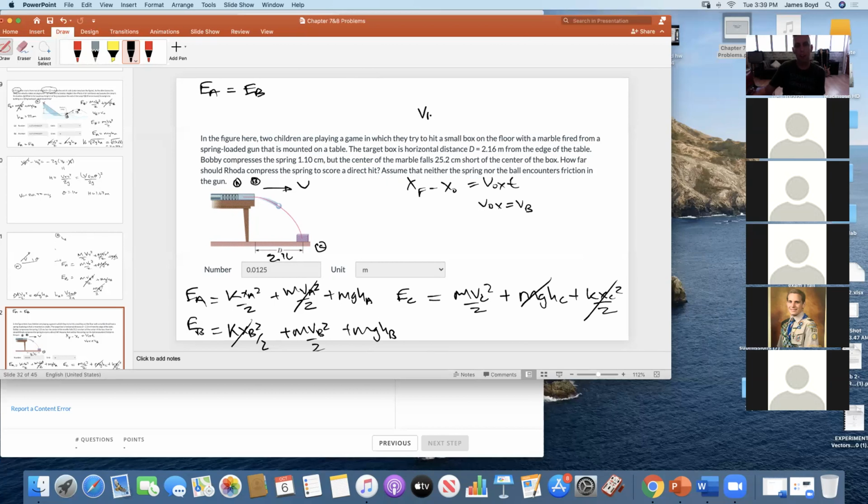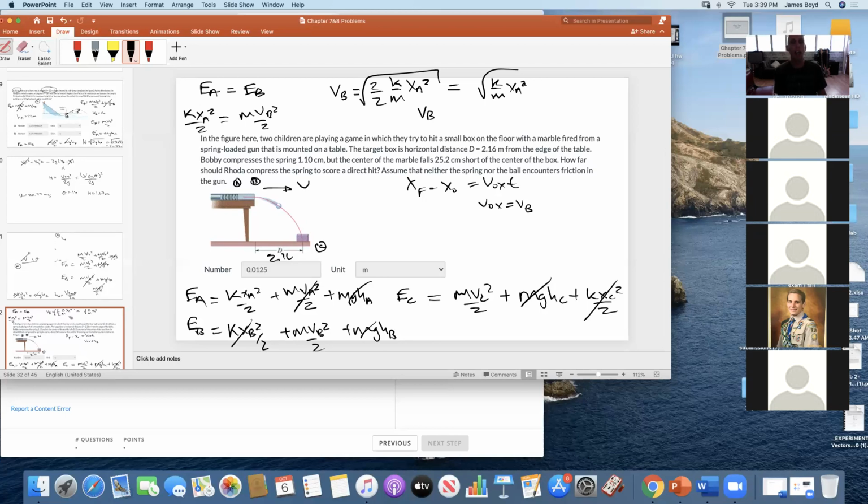And remember that we're trying to find VB. So EA is KXA squared over 2, where XA is the amount that it would be compressed. And EB is, I guess I should write this, although I don't really want to. MGHA and MGHB are the same. So if I set these equal, these go away for now. So I have MVB squared over 2. So I have that VB is equal to the square root of K over M times XA squared.